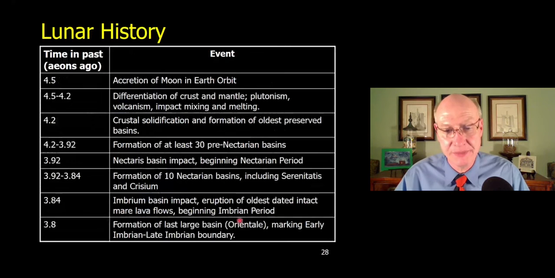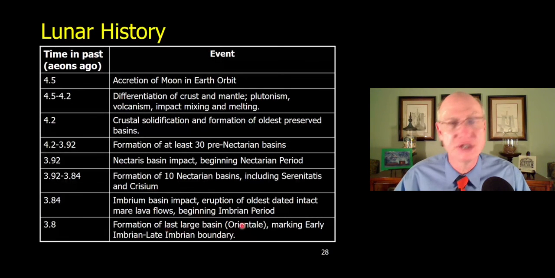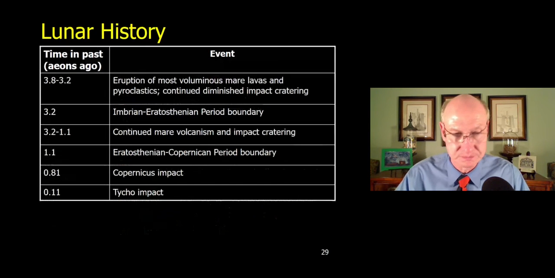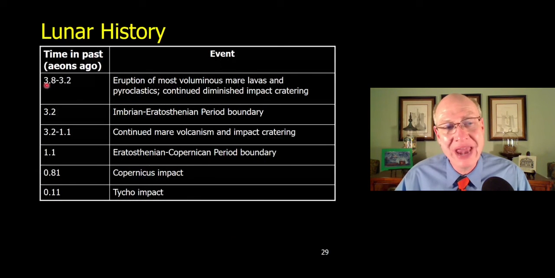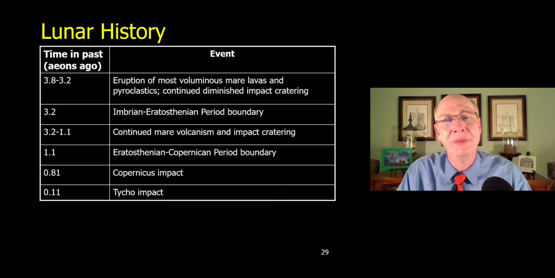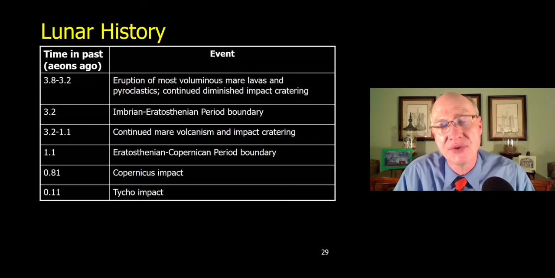By the way, the Oriental Basin was the last large basin made on the moon, and it was about 3.8 billion years ago. From 3.8 billion years ago to about 3.2 billion years ago, that's when most of the lava flowed on the surface of the moon. So the lava flowed for 600 million years.